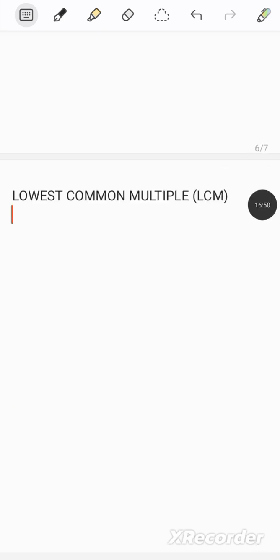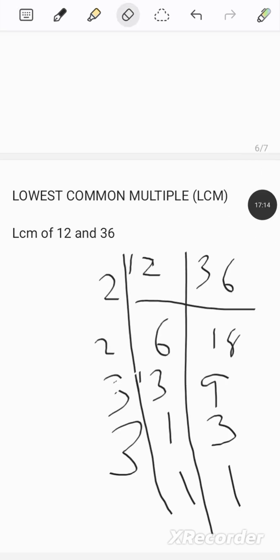Lowest common multiple. Now, the LCM of numbers is just the product of their common multiples, much like HCF, except HCF is the highest common factor, while LCM is the lowest common multiple. Now, let us look into some examples. This is a method of finding the LCM of 12 and 36. The LCM goes by dividing both numbers by the smallest common factor. What is the smallest common factor of 12 and 36?